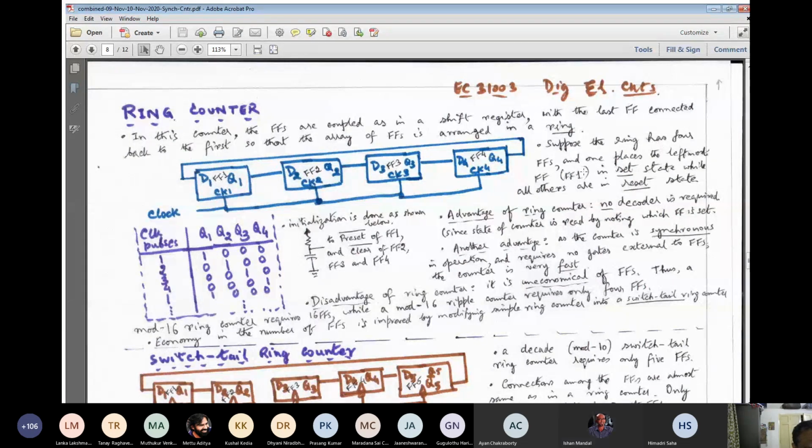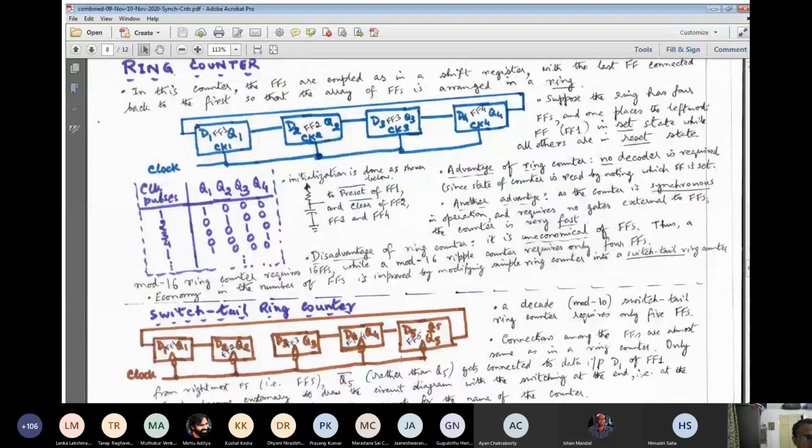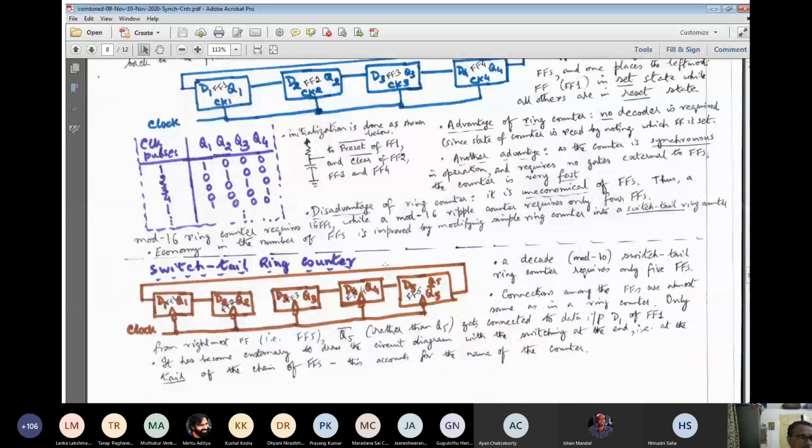So this is a normal ring counter. We are just now studying a modified version of this ring counter only to improve the economy in the number of flip-flops. You see that we require too many flip-flops here, right? So if you want a modulo k ring counter, you will require k flip-flops, and k can be as high as 32, 64, something like that. Instead of that, if we now employ a switch tail ring counter, I will require only half the number of flip-flops. Okay, so a decade or modulo 10 switch tail ring counter requires only 5 flip-flops.